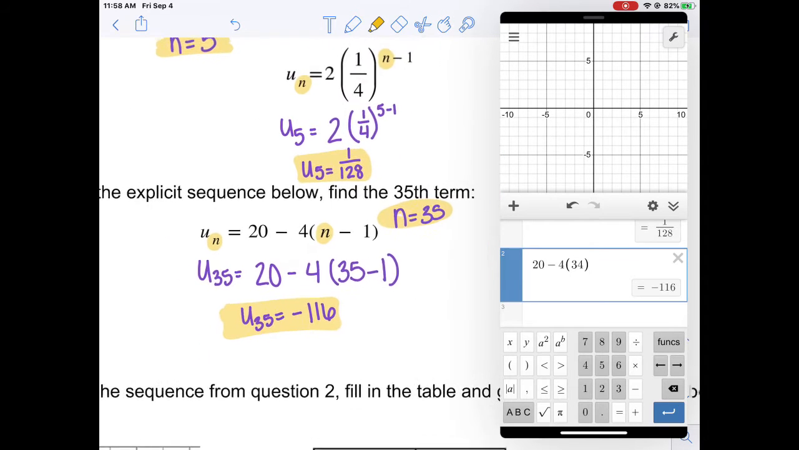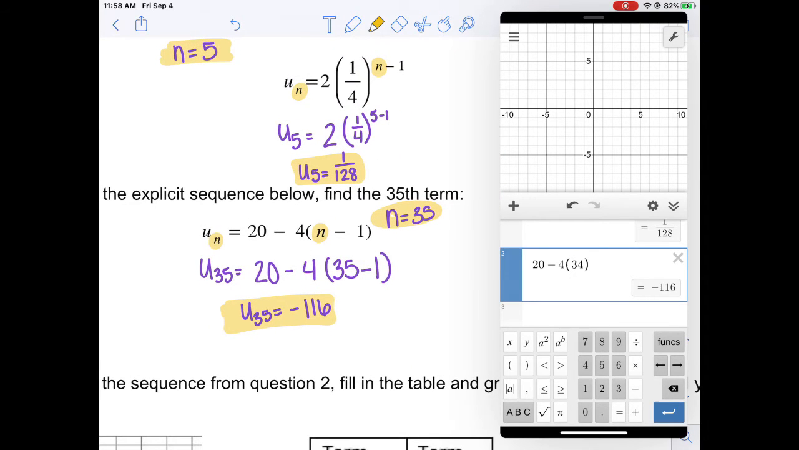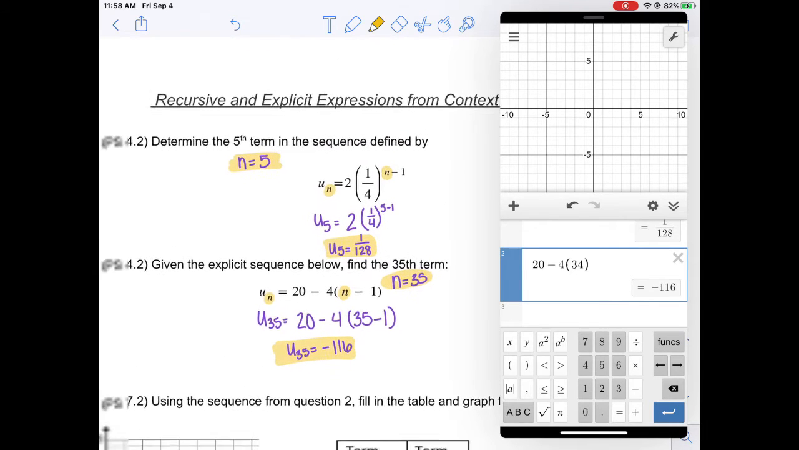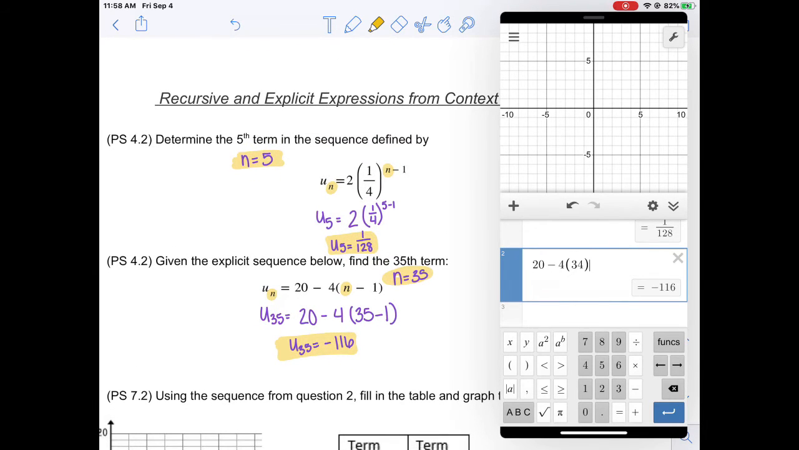And if you've been following along, paying close enough attention during class, you should notice that this first sequence that they gave us is geometric because you have the n minus 1 as your exponent and it's being multiplied. And the second given equation or sequence is arithmetic because you have that minus 4 and then n minus 1 is being times by that common difference.